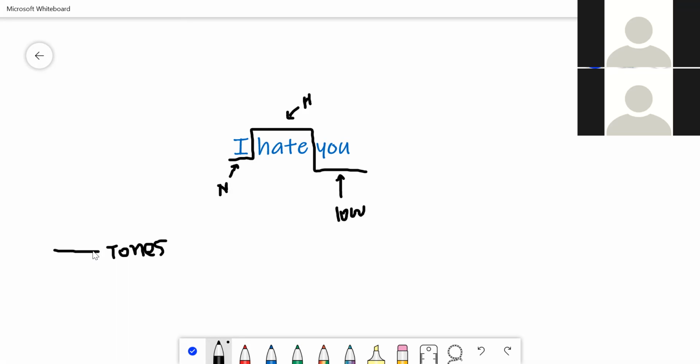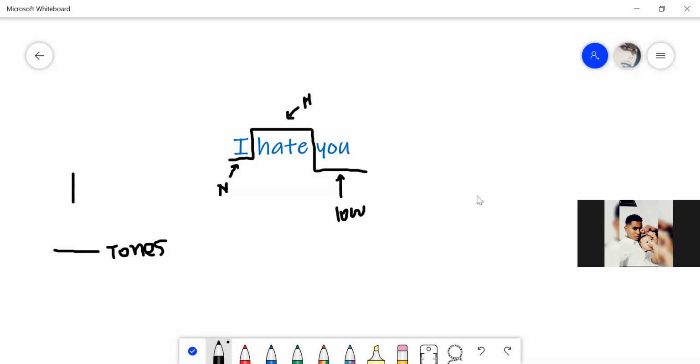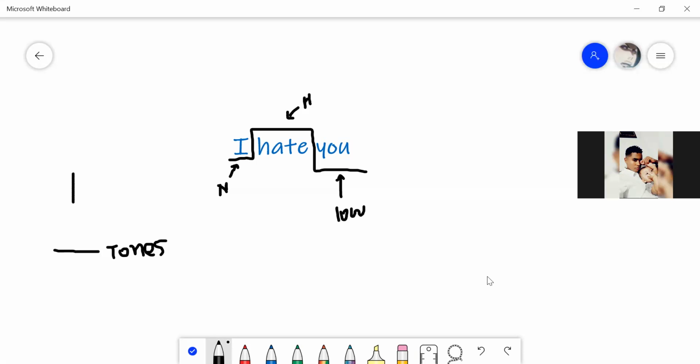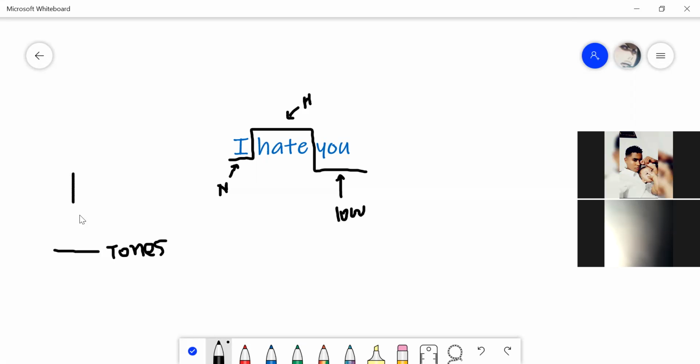So tones, horizontal line. What about this vertical line? What does it represent? A vertical line. Okay, so you know what I'm doing? Let me go down here. Marlene Henao, are you there? Can you see this vertical line? What does that represent? Oh, Marlene, you're having problems with the audio, huh?